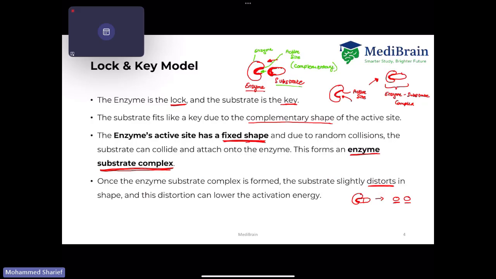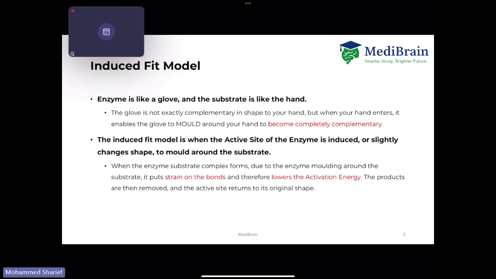So in the previous model, we saw that the enzyme was like the lock and the substrate was like the key. That's why it's called the lock and key model. This is called the induced fit model, or you could have said the glove and hand model if you wanted to. But just say induced fit model. The glove and hand is a nice analogy of thinking about what actually happens. So this time the enzyme is like the glove and the substrate is like the hand.